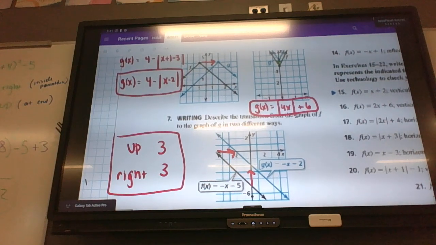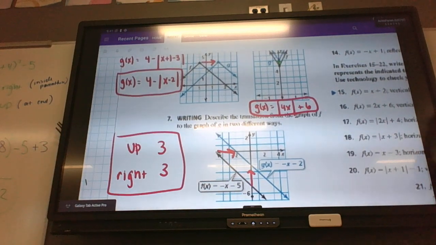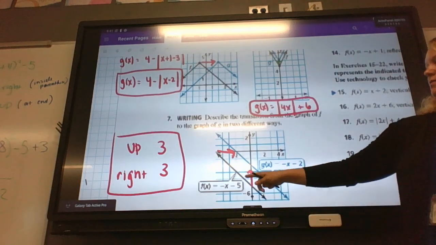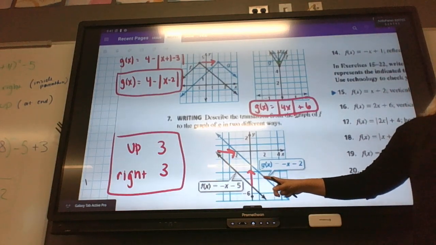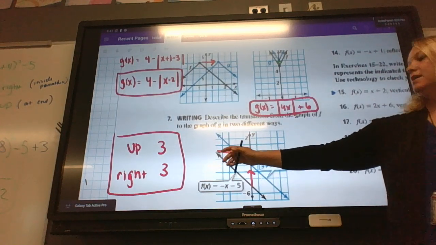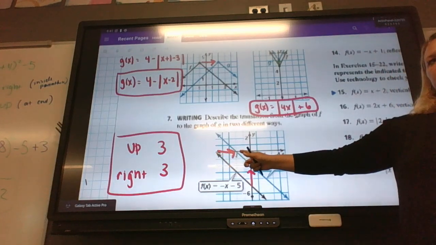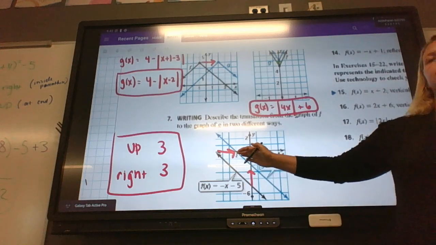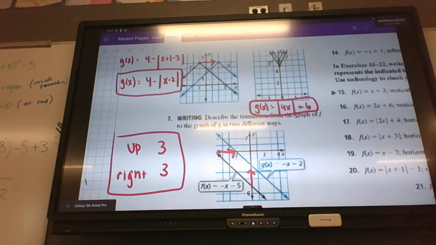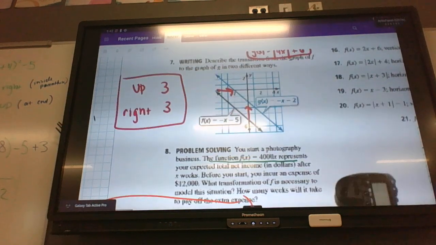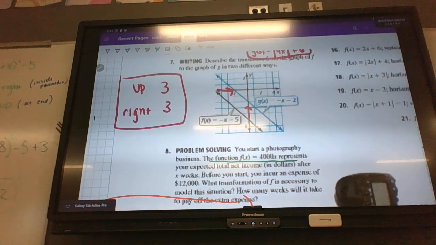I really like 7. 7's an important one. It says, how does it look 2 different ways? Well, to me, when I look at the black and I'm observing the blue, it looks like it's shifted up 3 units. But some people see it this way, and they see that it shifted right 3 units. You could describe it either way, up 3 or right 3. Number 8.